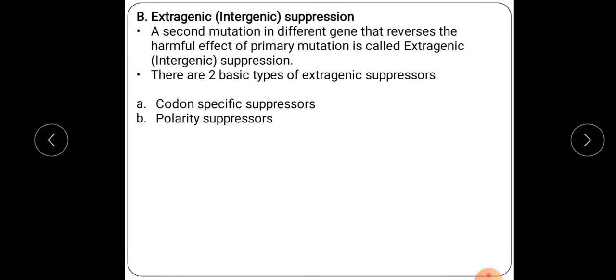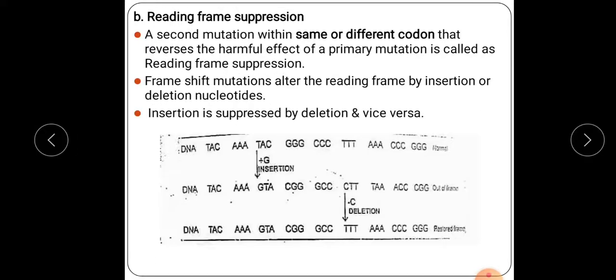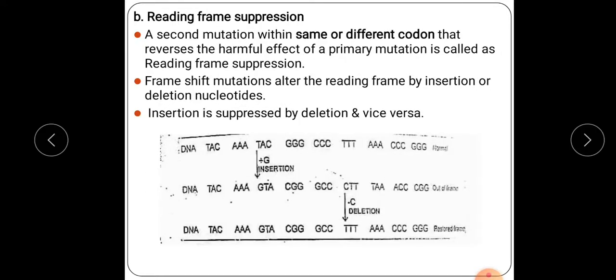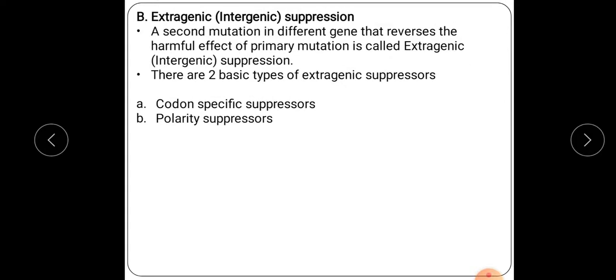Okay, now here we have ended with the first one, that is intragenic separation, and under this we have studied 3 separations. Now B, under genotypic separation, that is extragenic or intergenic separation. It is a second mutation in a different gene that reverses the harmful effect of a different primary mutation.